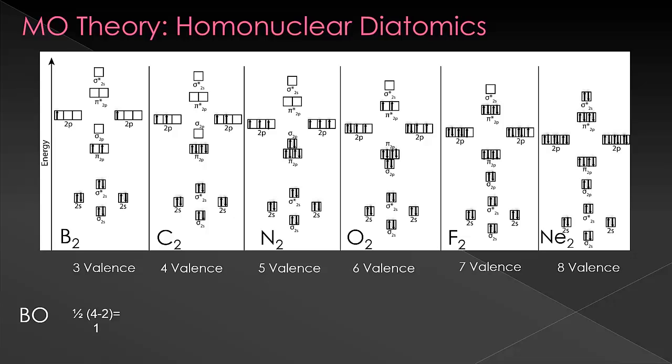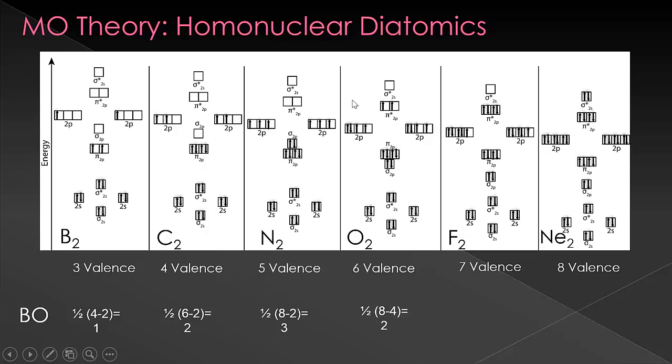We have 4 bonding electrons for B2 and 2 antibonding, giving us a bond order of 1. For carbon, we have 6 bonding electrons and only 2 antibonding electrons, so we get a bond order of 2. For nitrogen, we have 2, 4, 6, 8 electrons in bonding orbitals, 2 in antibonding orbitals, giving us a bond order of 3.